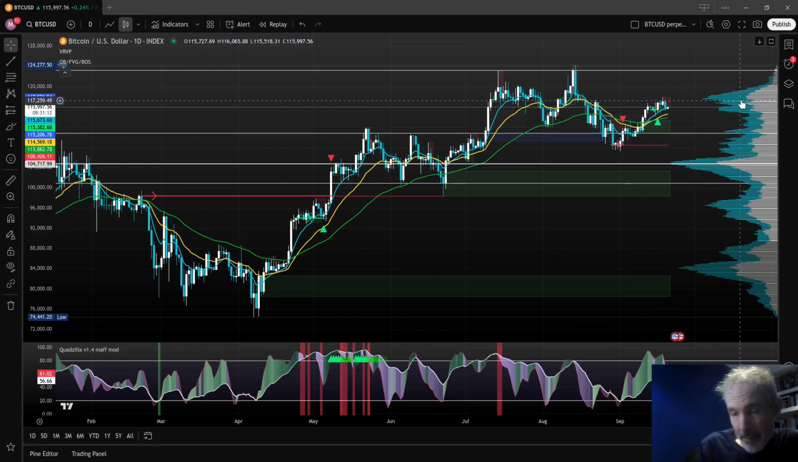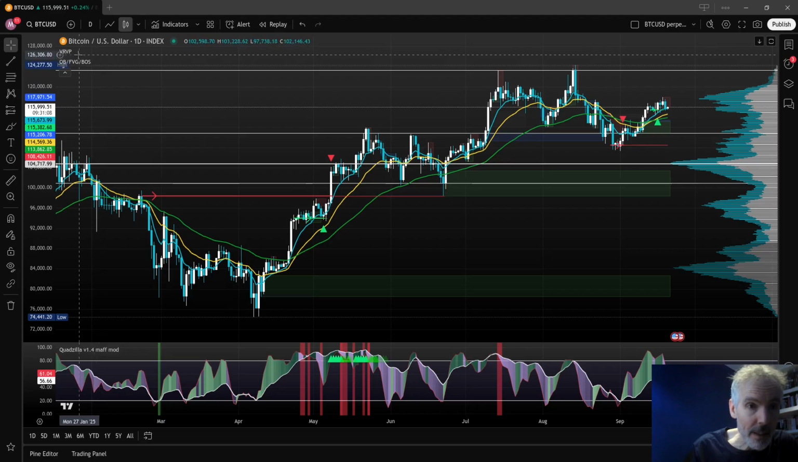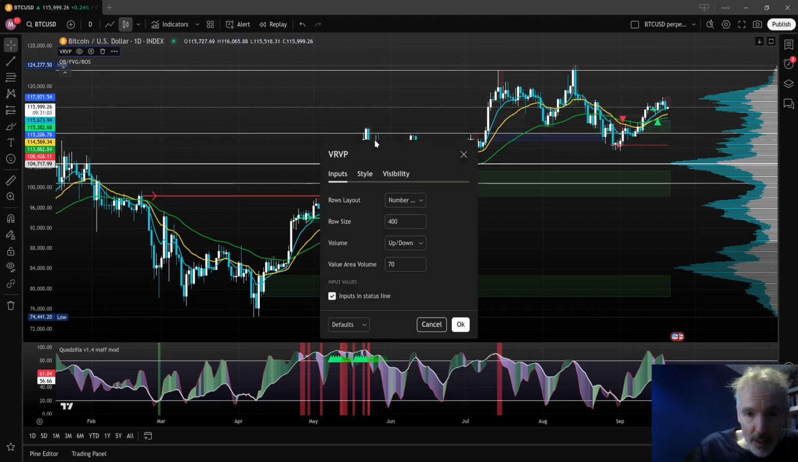And then similarly, I've just set up the same setup over on the VRVP, volume range, volume profile. Okay, so we could have a quick look at the styling I've set up. The row size I've set to 400 because the default is just a bit ridiculous. They're like toy size really. So having it set down to this sort of size, you can actually just see the detail.